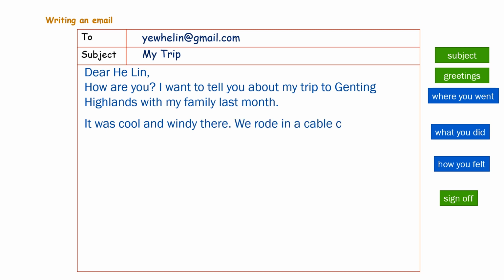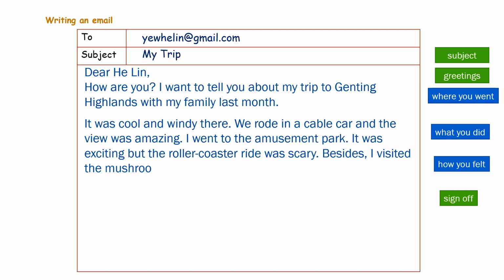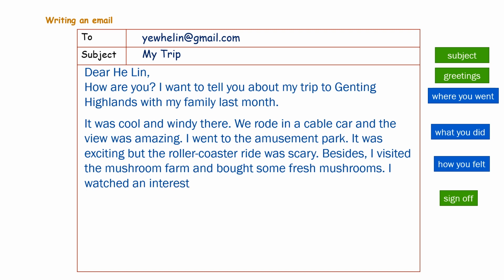You can say it was cool and windy there. We rode in a cable car and the view was amazing. Now, I went to the amusement park. It was exciting, but the roller coaster ride was scary. Now, besides, I visited the mushroom farm and bought some fresh mushroom. I watched an interesting magic show too. Genting Highlands was fun. So that would be your main paragraph, what you did there and how you felt.